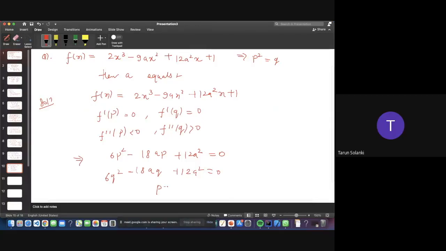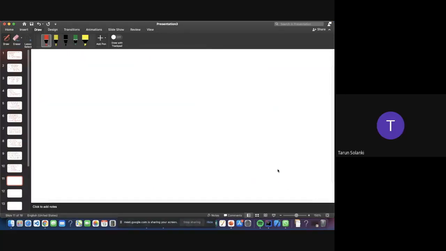So here p is equal to a and 2a. Similarly, q is equal to a and 2a. This is our equation 1. Next, we can do f double dash p is less than 0. So it means 12p minus 18a is also less than 0. So p is less than 3 by 2 into a. So this is equation 2.